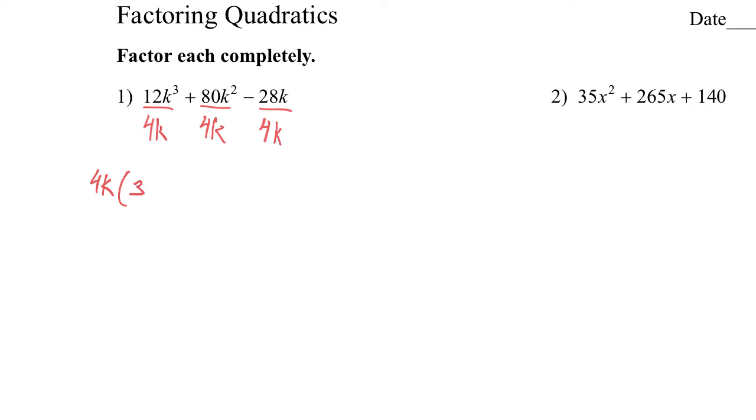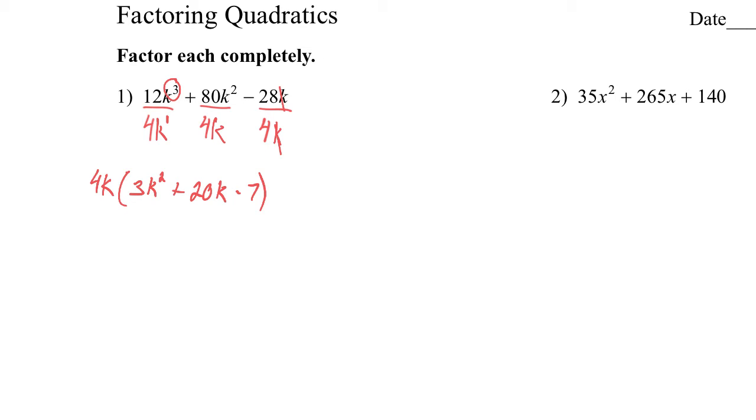So 12 divided by 4 leaves me with 3. K to the third divided by K to the first is just going to take one of those 3 K's away, and it's going to leave me with K squared. Just subtract an exponent. Then you move on. 80 divided by 4 is going to be 20, and it's going to lose a K, so 20K. Then the negative 28 divided by 4 is going to be negative 7. The K's cancel each other out, loses a K, it's gone.